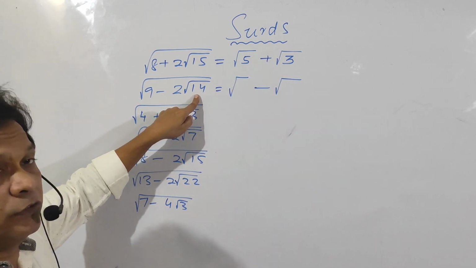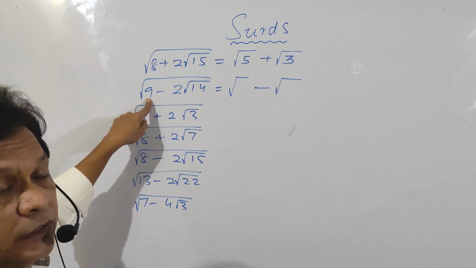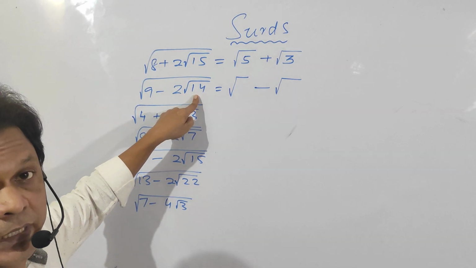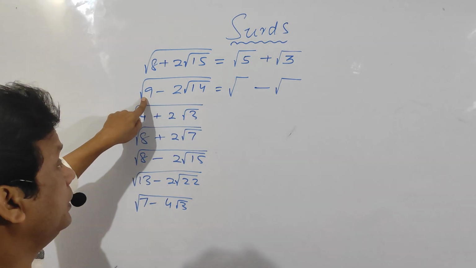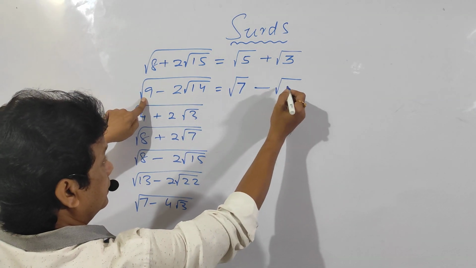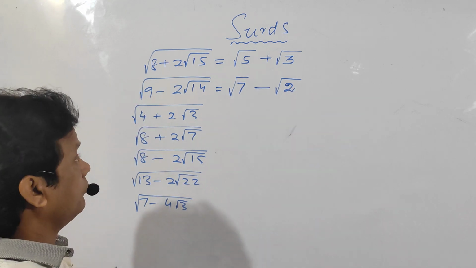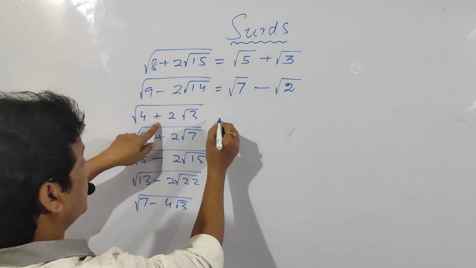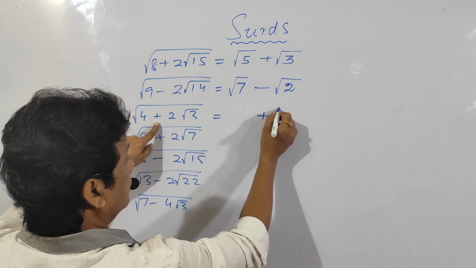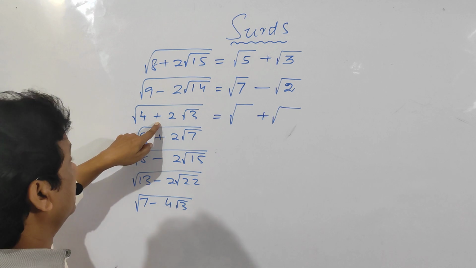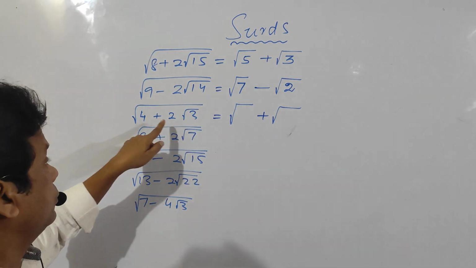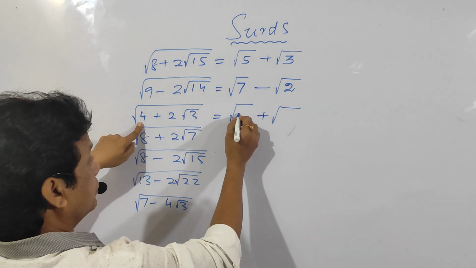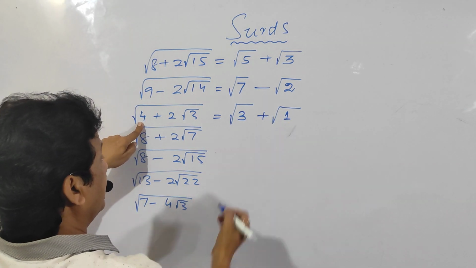And you should split 14 into two parts so that the sum of the two numbers will be equal to 9. So 7 twos are 14, and 7 plus 2 is 9. Clear? So larger one, then smaller one. Clear? Now here, there is a positive sign. So write the plus sign and put the square roots. And you should split 3 into two parts so that the sum of the two numbers will be equal to 4. 3 ones are 3. Clear? So here 3, here 1.